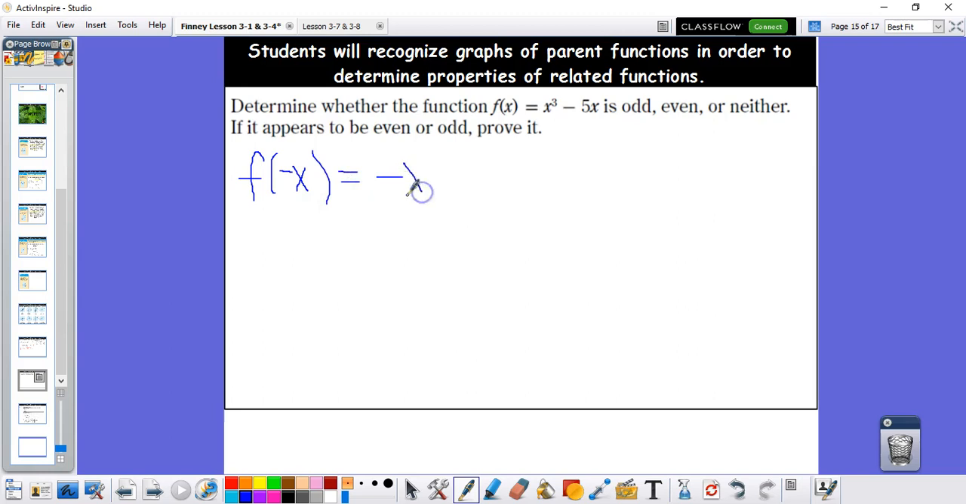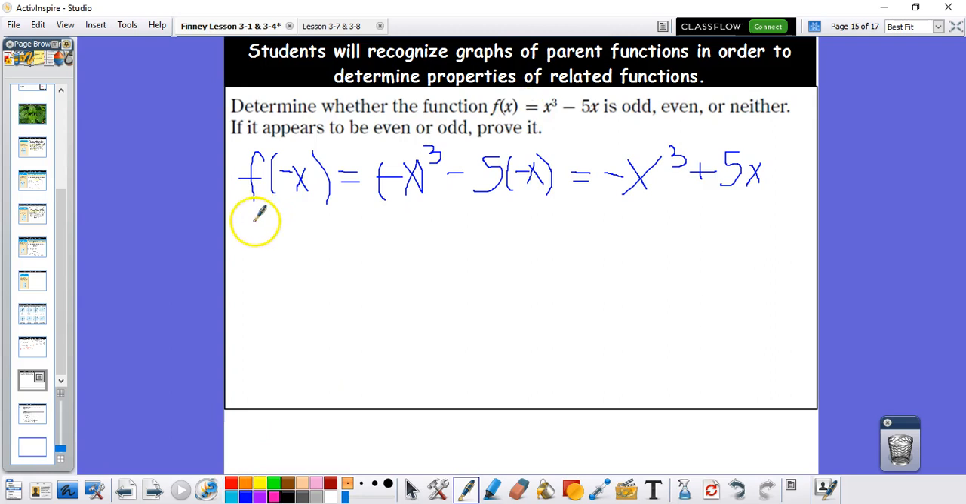Why is it highly doubtful, you ask? Well, it's highly doubtful because our exponents are both odd. And when I take a negative number to an odd power, it stays negative. So here I did my substitution. What is negative x all cubed? True, it's negative x cubed. Then negative 5 times a negative x is a positive 5x. So is that the same as the original? No. Well, that means it's not even.